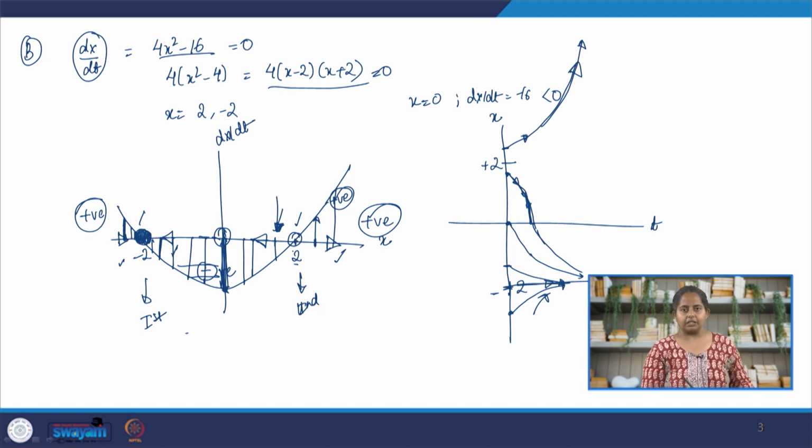What happens if we are starting at plus 2? If we are starting at plus 2, we remain at plus 2 because plus 2 is a fixed point. So this is how your curve looks.